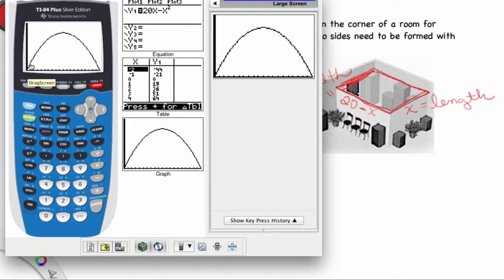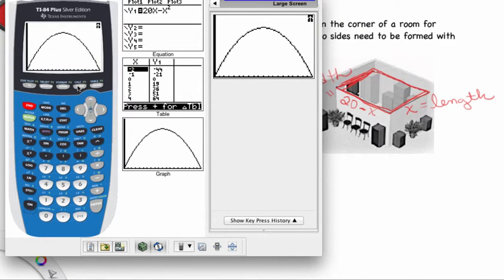The Y value of this graph is not the width, the other dimension. The Y value on this graph is actually the area you get when you cut off a certain amount of X. So if I cut off 1, 2, 3 feet here, and I look at my area, which is the Y value, that doesn't seem to give me the maximum area. So instead of trying to keep going over and counting the X's and figuring out what X gives me the highest area, I'm just going to use my max feature in my calculator.